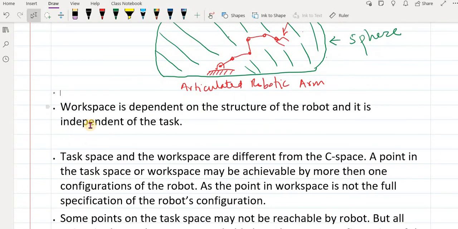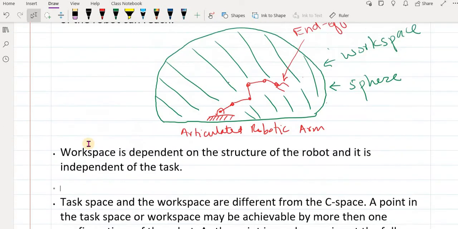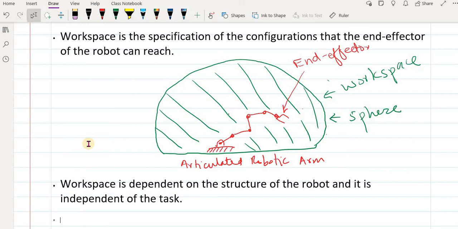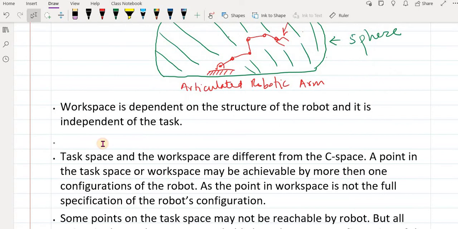The workspace is dependent on the structure of the robot and it's independent of the task. This is, I think, a very important point: your workspace has nothing to do with what kind of task you're going to perform. It only depends upon the structure of your robot. If your robot has a different structure, your workspace will be different.